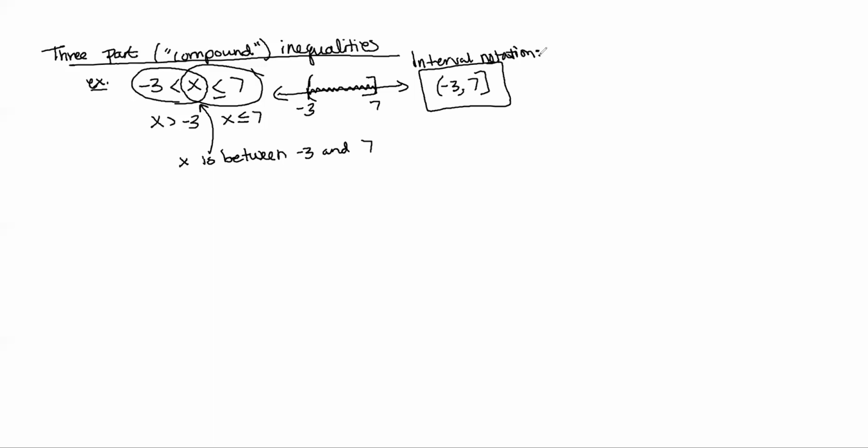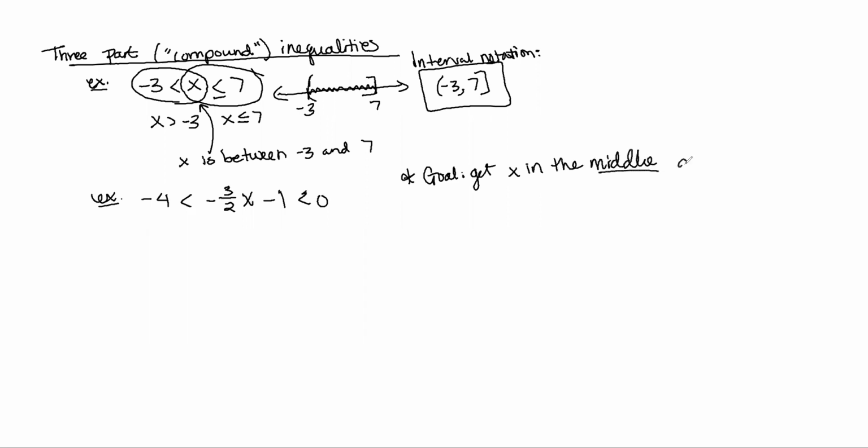So let's go ahead and just look at an example where we solve and graph. Let's look at -4 is less than -3 over 2 x minus 1, which is less than 0. And so the goal for these is to get the x in the middle alone, and still positive.